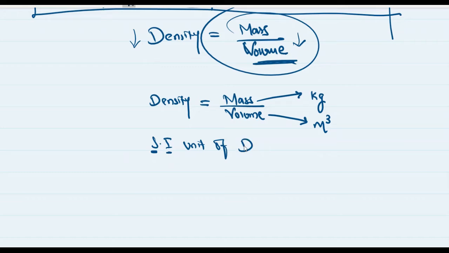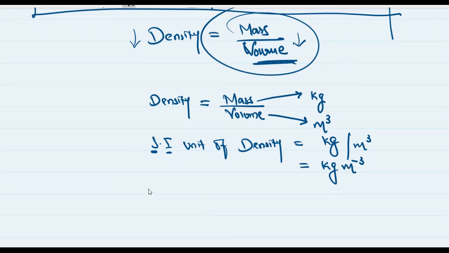The standard international unit of density is kilogram per meter cube, kilogram upon meter cube, which could be written as kg m raised to minus 3. We are using the laws of exponents, bringing this meter cube into the numerator and making its power negative. It is said as kg per meter cube. Remember this: the SI unit of density is kilogram per meter cube.